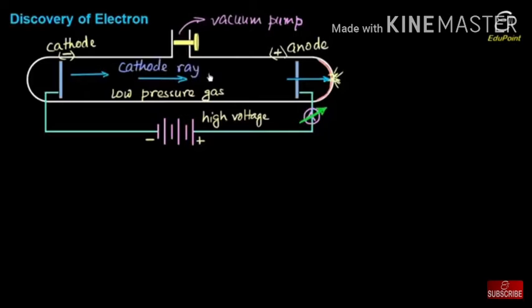In 1897, an English physicist, Sir J. J. Thomson, showed that the rays were made up of a stream of negatively charged particles. This conclusion was drawn from the experimental observations when the experiment was done in the presence of an external magnetic or electric field. Otherwise, these rays travel in a straight line.